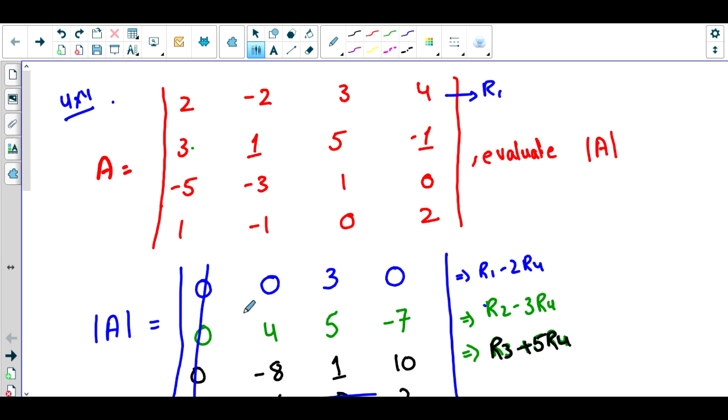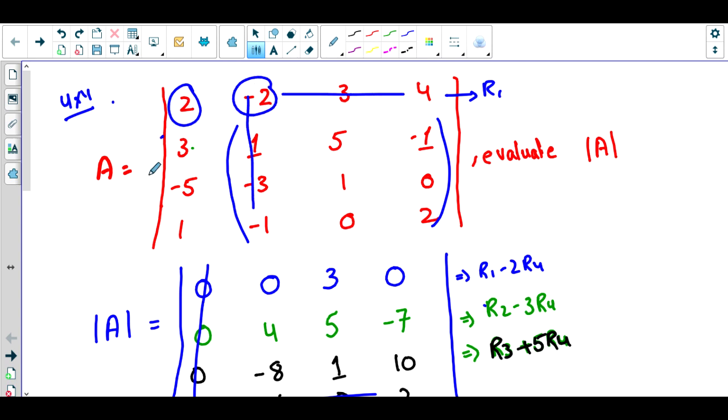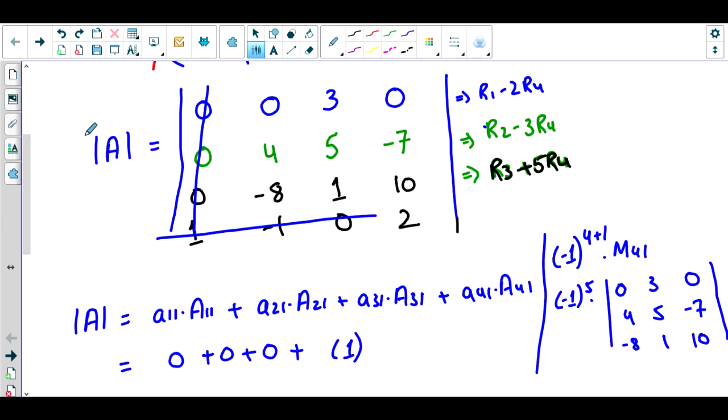What if this doesn't come to your mind? Then it will be a11 into the cofactor of a11, this row will go, this will go, the determinant of this, minus this one, this will go, and this will go, into the determinant of this. There will be a lot of calculations. This operation made the question easy. We made these zeros and it changed the other values, but it gives us the determinant very easily. That is one method of evaluating higher determinants.